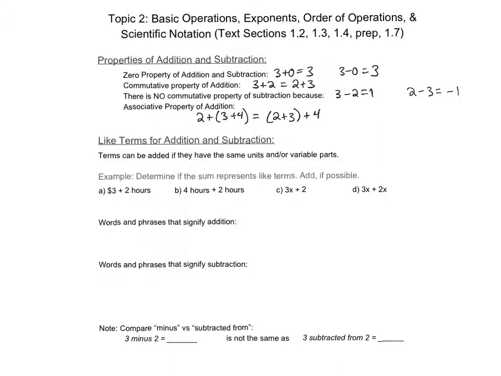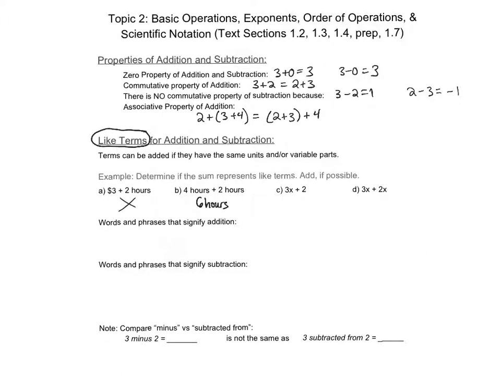It doesn't change anything. Now, one of the things that students sometimes get confused about is the idea of like terms. We actually only need like terms for addition and subtraction questions. So if we're looking at multiplication or division problems, we are not typically looking for like terms. Like terms means that they have the same units and/or variable parts. So for example, for part A, $3 and 2 hours, you can't add because they are not the same units. However, 4 hours plus 2 hours can add to 6 hours.